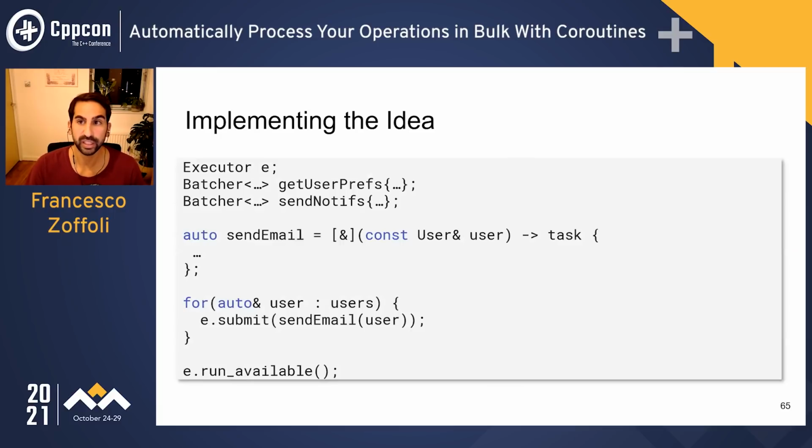And how does it look in code? Well, we are going to instantiate an executor. We are going to have a batcher for each of our bulk operations. Then we are going to have our coroutine, which we saw the code of earlier. And then for each user, we are going to instantiate a coroutine and call submit. Then we are going to run all the available coroutines until they are all executed.